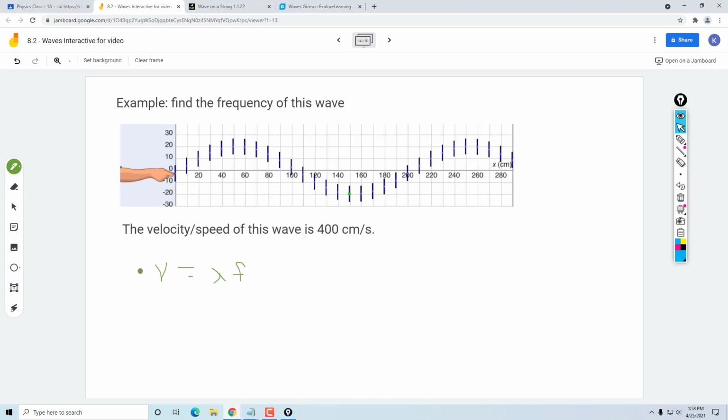Okay. The velocity here is 400. The wavelength goes from here to here. It's about 200. We're going from about 60 to 260. So 400 equals 200 f. Divide both sides by 200. And we got the frequency is about 2 hertz. 2 hertz. And that's it. And that's called the wave equation.